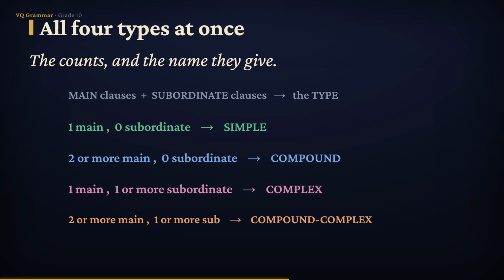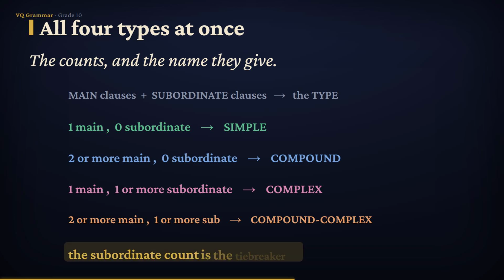Look down the left-hand column and you'll see the pattern. The main clause count splits simple from compound. The subordinate count is the tiebreaker. It's the thing that turns simple into complex and compound into compound complex.